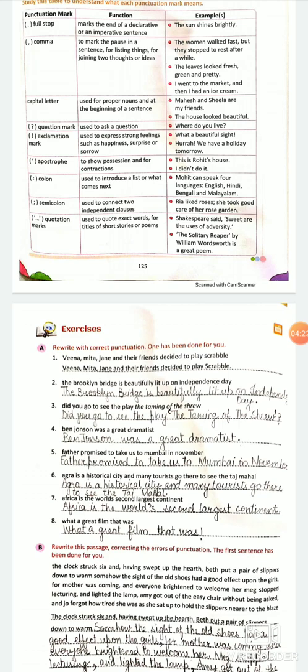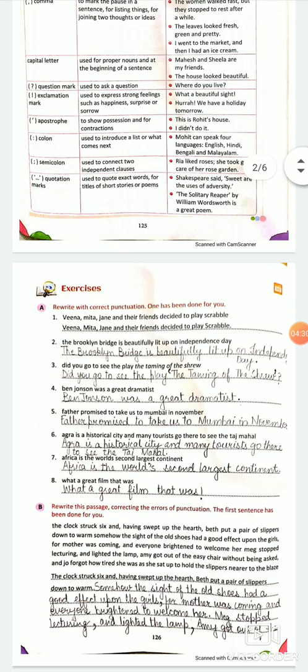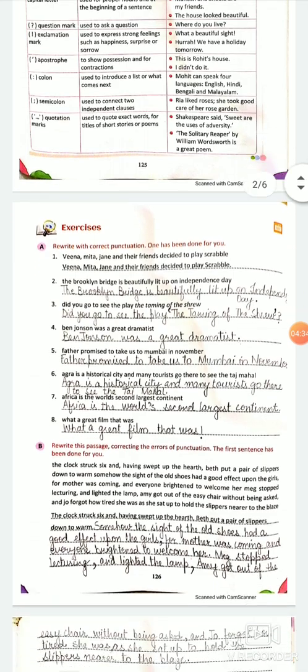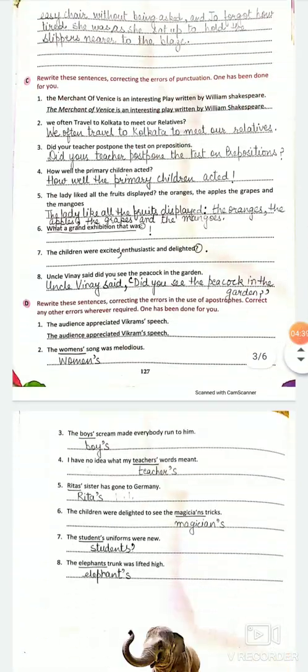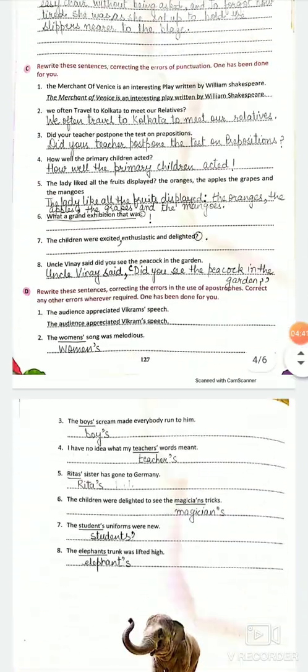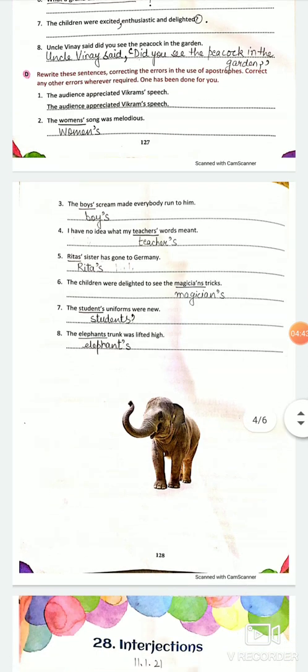Or sometimes we put it on the headings. The Solitary Reaper is the name of a poem. So The Solitary Reaper we put in the quotation mark. By William Wordsworth is a great poem. Right? So same way our A part, B part, C and D will be done.